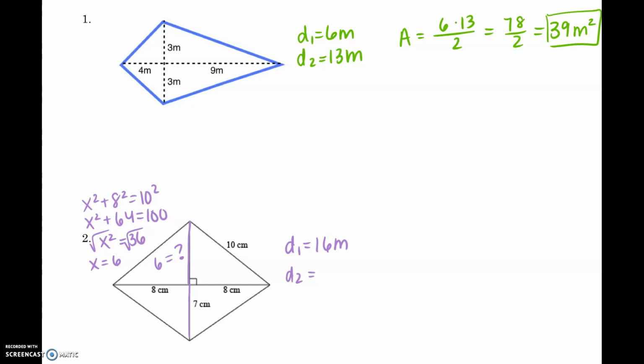So our second diagonal measures 13 centimeters. So to find our area, we have 16 times 13 divided by 2. 16 times 13 is 208. Divided by 2 is 104 centimeters squared.